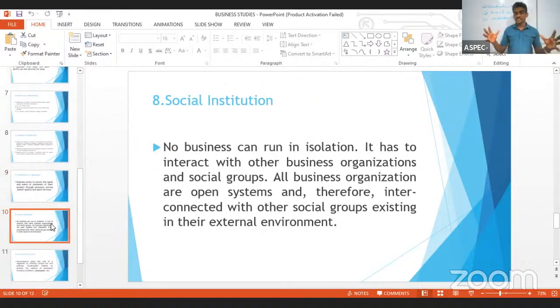Next one, social institution. A business doing its operations interacts with people's organizations, with those social institutions. Therefore, we can say all business organizations are open systems, interconnected with other social groups, existing in the external environment. Business cannot do anything in isolation. Business has to go to the society, go to the people, and interact with them, with other business organizations and social groups. Therefore, we can say every business is a social institution.